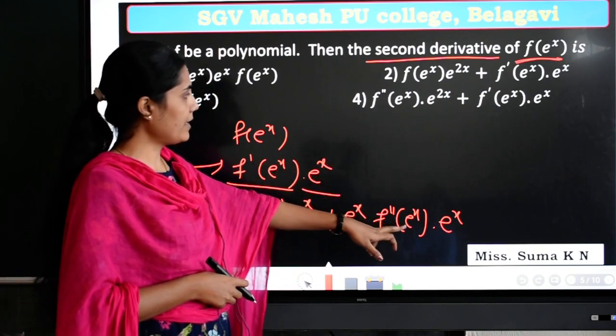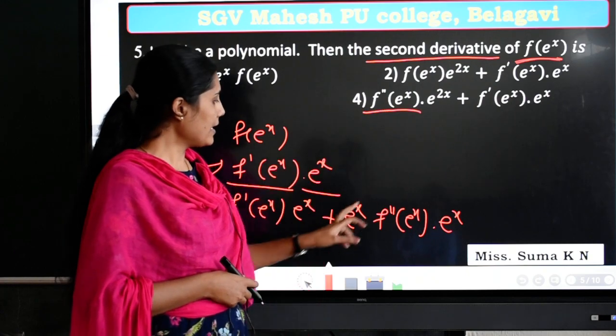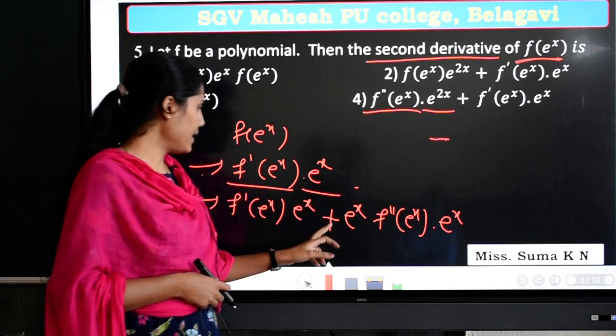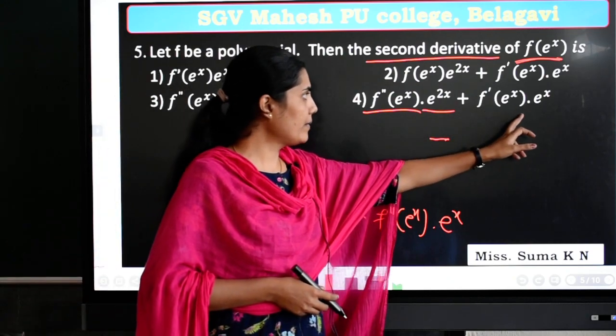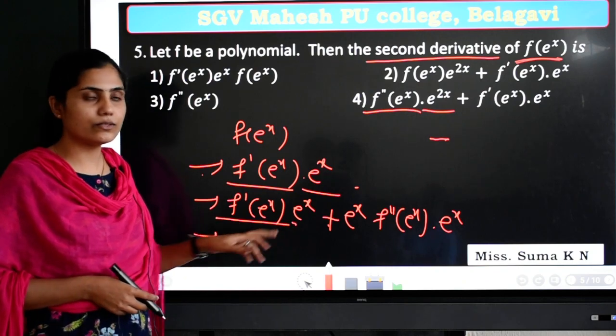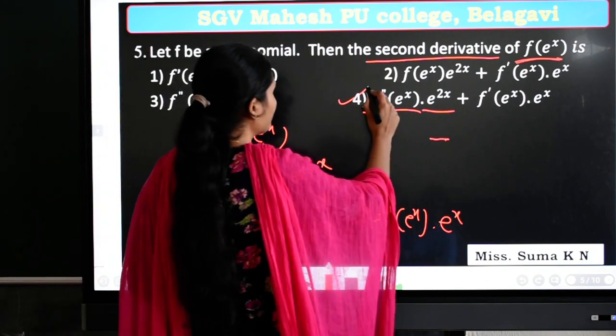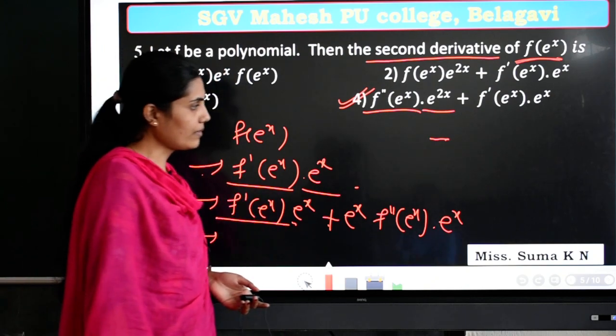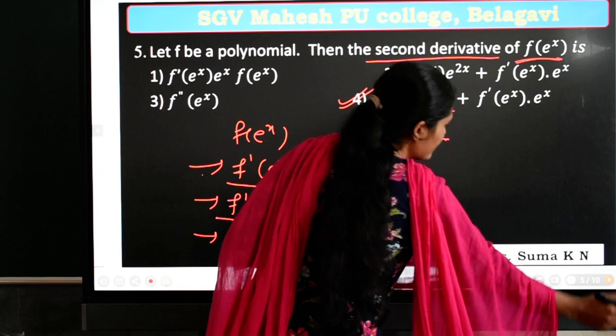Now just interchange the given answer and you will get the option. f double dash of e power x is there here. e power x into e power x is e power 2x, plus f dash of e power x into e power x. So which option is the right answer? Option 4 is the right answer. Is it clear? Okay, now see the next question.